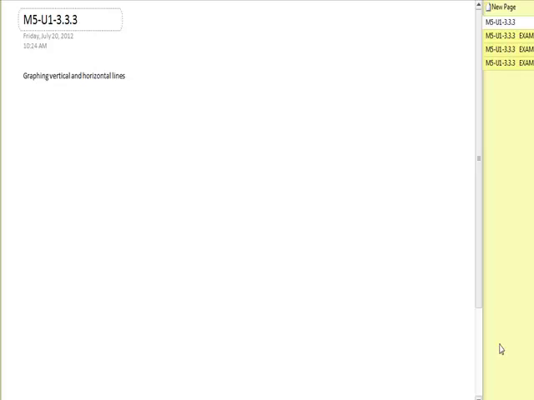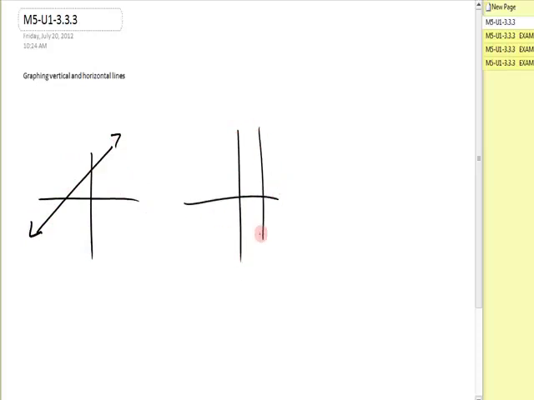In this video, we're going to take some time to just graph some vertical and horizontal lines. Let me remind you that there are really just three kinds of lines. There are slanted lines, there are vertical lines, and there are horizontal lines.